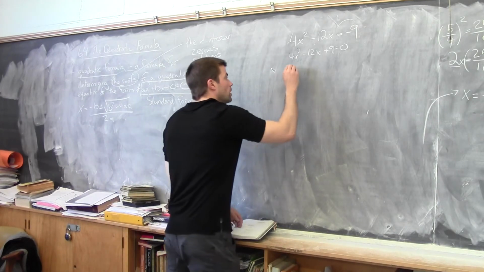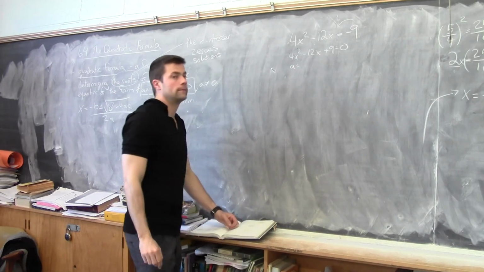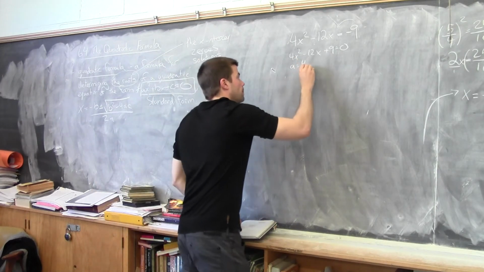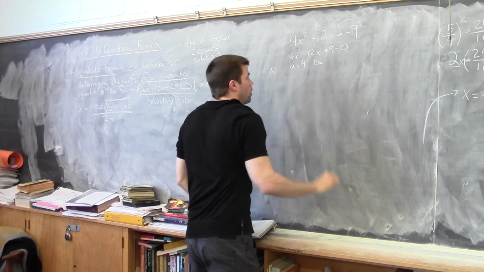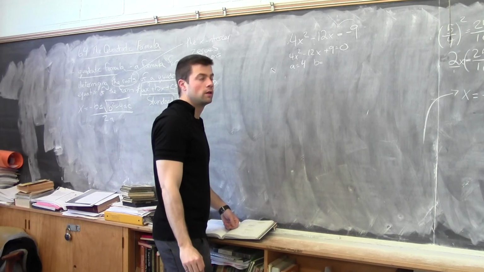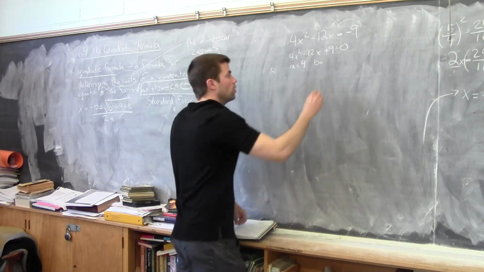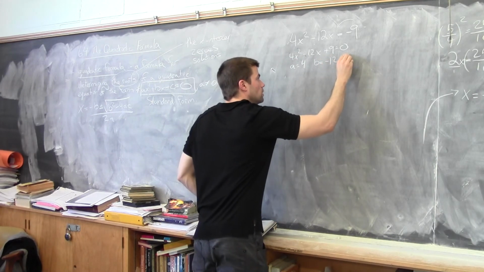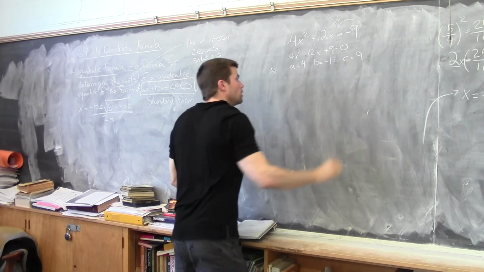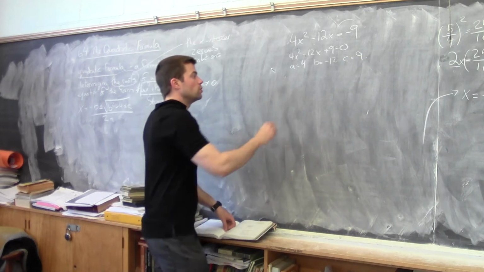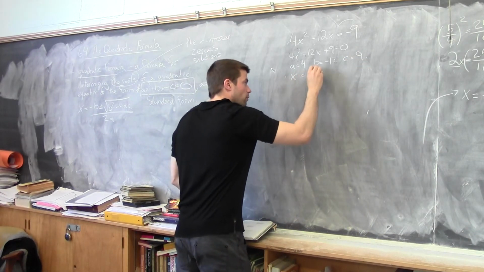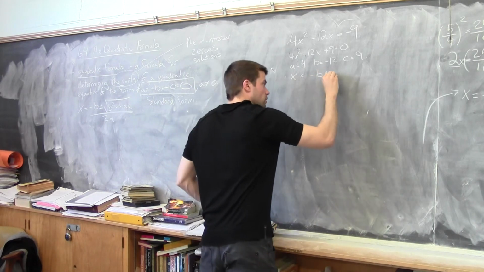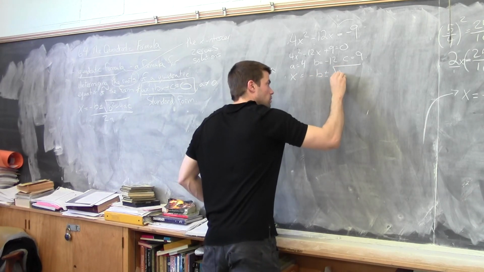So my value of A is what? 4. Good. B? Negative 12, sorry. Negative 12. And C? 9. Good. So we have A, B, and C. We're going to use our formula. You guys, by the way, have to memorize this formula. It's not going to be given to you on the exam.